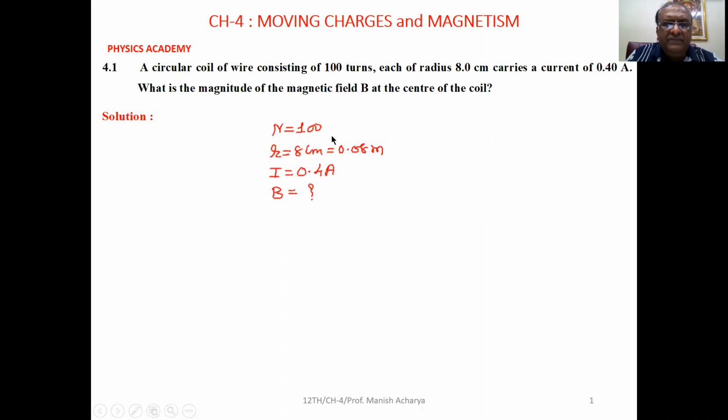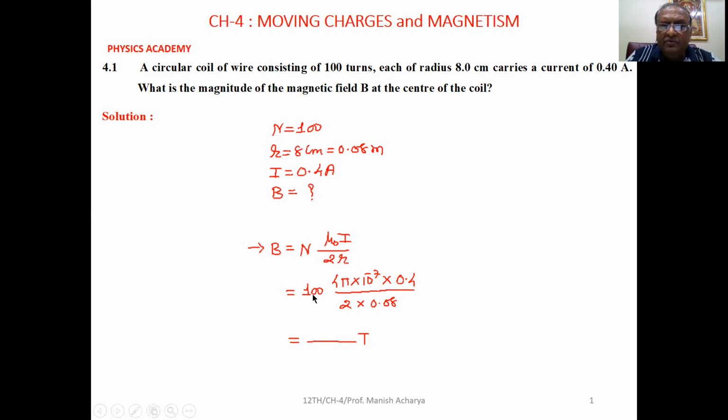Now, see here, the number of turns given to you, that is 100. Radius, that is 8 centimeter, so that is 0.08 meter. Current flowing through it, that is 0.4 ampere. What is the magnetic field B that we want to calculate at the center of the coil? So we have the equation for the magnetic field at the center of the current carrying coil, and that is B equal to N mu 0 I upon 2R.